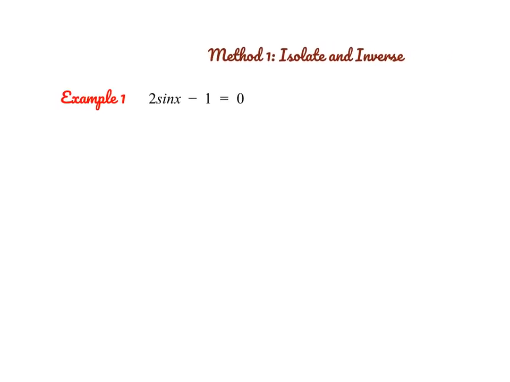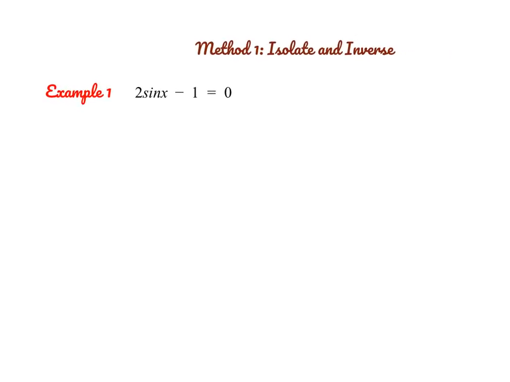So there's a number of different methods we're going to talk about over the next two lessons. Today we're going to start with one of the most basic ways that you can solve a trigonometric equation. I'm going to call it method 1, and that's to isolate and use the inverse.